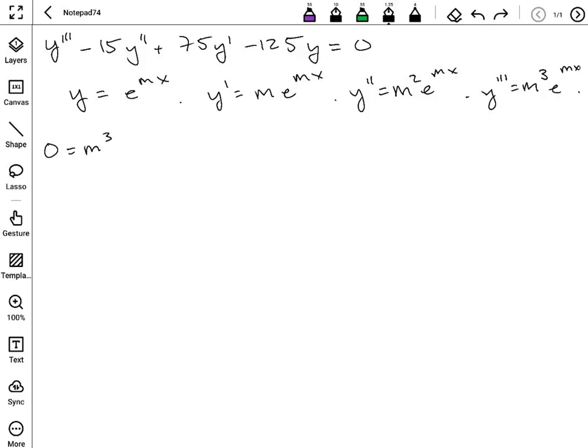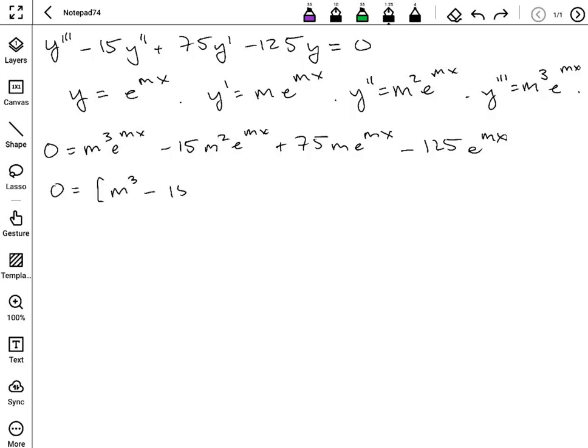So I have m cubed e to mx minus 15 m squared e to mx plus 75 m e to mx minus 125 e to mx. And since I have that e to mx term everywhere, I could factor it out to be left with everything that's not e to mx, times e to mx. In order to find my fundamental solution set, I'm trying to solve for values m so that this equation in brackets is equal to 0.